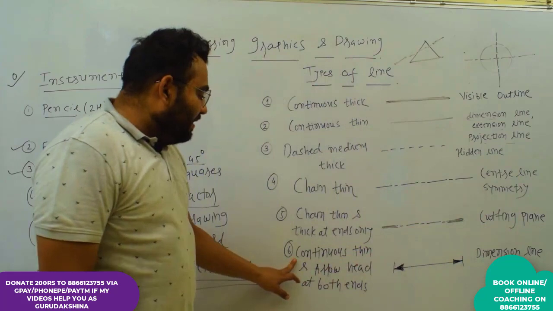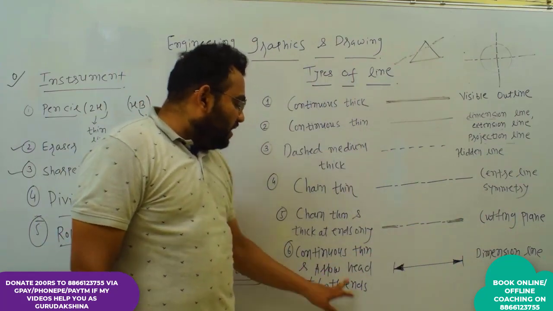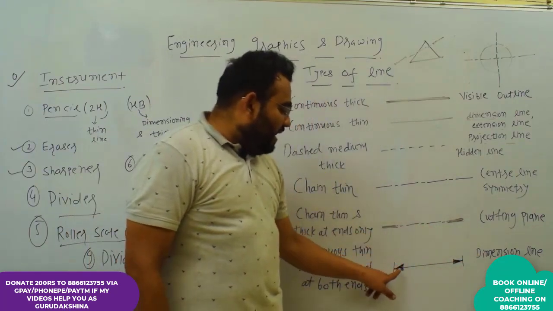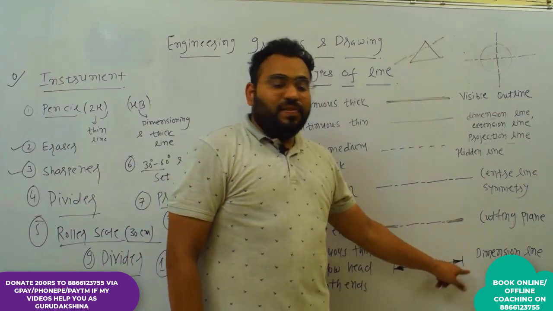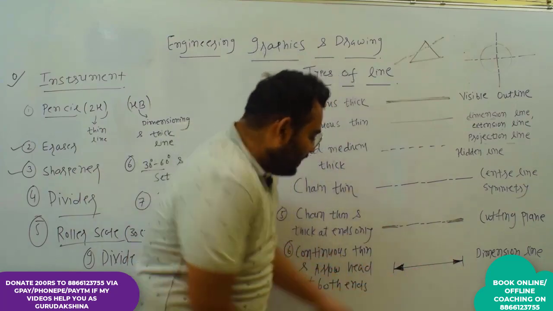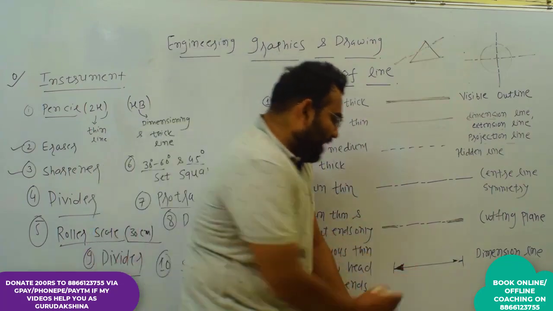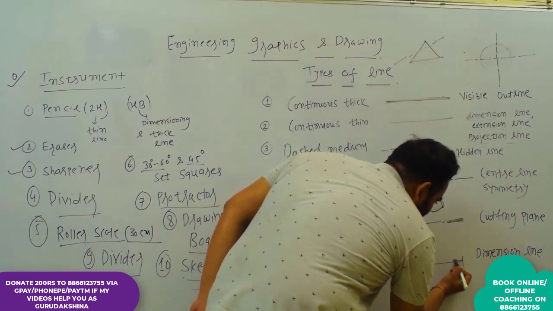Okay. And the last thing is continuous thin and arrowhead at both the ends. This is known as dimension line. You can say that this is continuous thin, and at the end you can see the arrowhead. So this is known as dimension line. This vertical line is known as extension line over here. So this is dimension line. It is used for showing a dimension of a particular object.